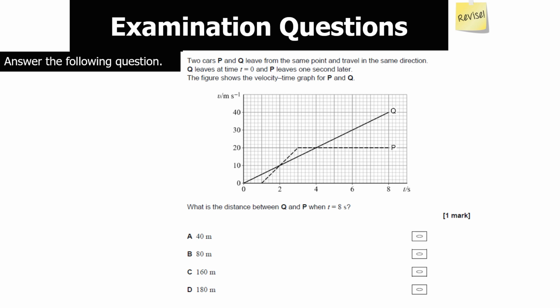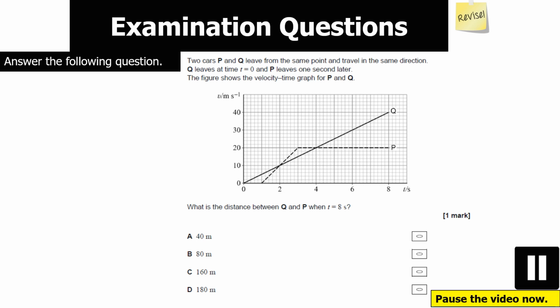The next question says, two cars P and Q leave from the same point and travel in the same direction. Q leaves at time t equals 0 and P leaves 1 second later. The figure shows the velocity time graph for P and Q. What is the distance between Q and P when t equals 8 seconds? So pause the video now, then unpause the video when you want to go through your answer.